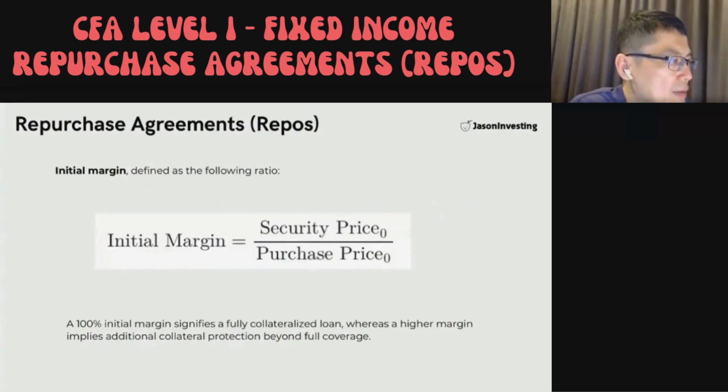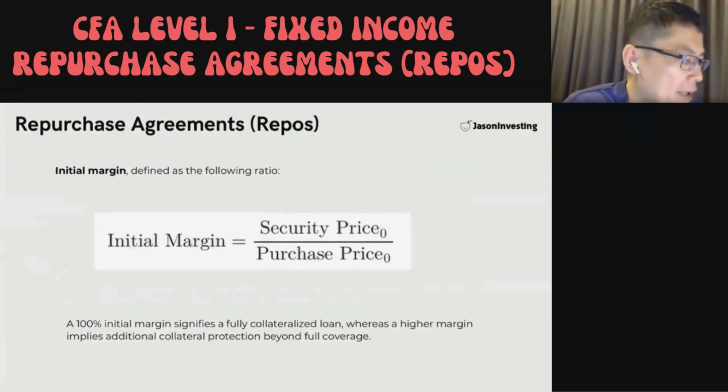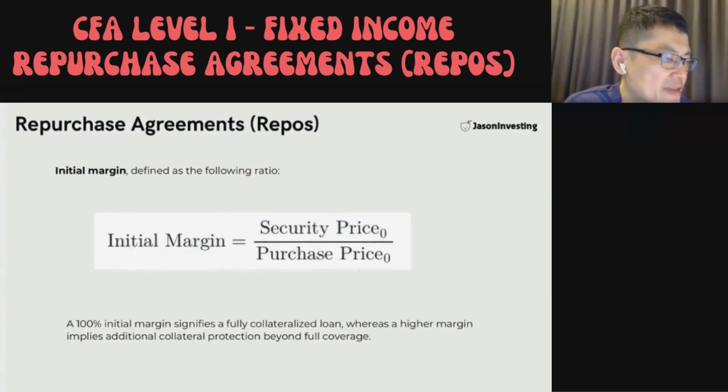The way to calculate the initial margin is the following ratio, which is the security price at the time of the transaction divided by the purchase price. 100% margin signifies a fully collateralized loan, whereas a higher margin implies additional collateral protection beyond full coverage. If the purchase price is lower than the security price, the repo is considered over-collateralized, and this is an added protection for the buyer, which is the lender.